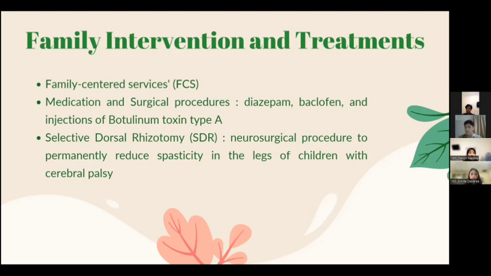And the second one is medication and surgical procedures. Medications such as diazepam, baclofen, and injections of botulinum toxin type A are given to assist movement issues as they affect the spasticity of muscles. Aside from that, selective dorsal rhizotomy or SDR is a neurosurgical procedure to permanently reduce spasticity in the legs of children with cerebral palsy.